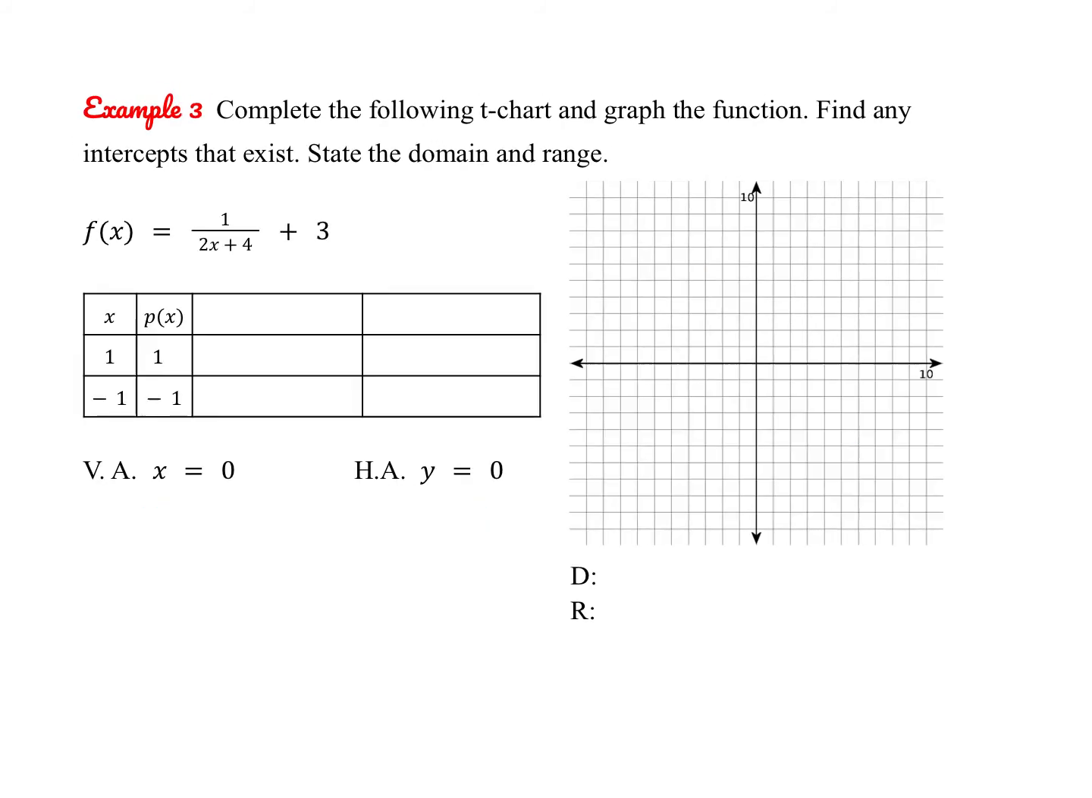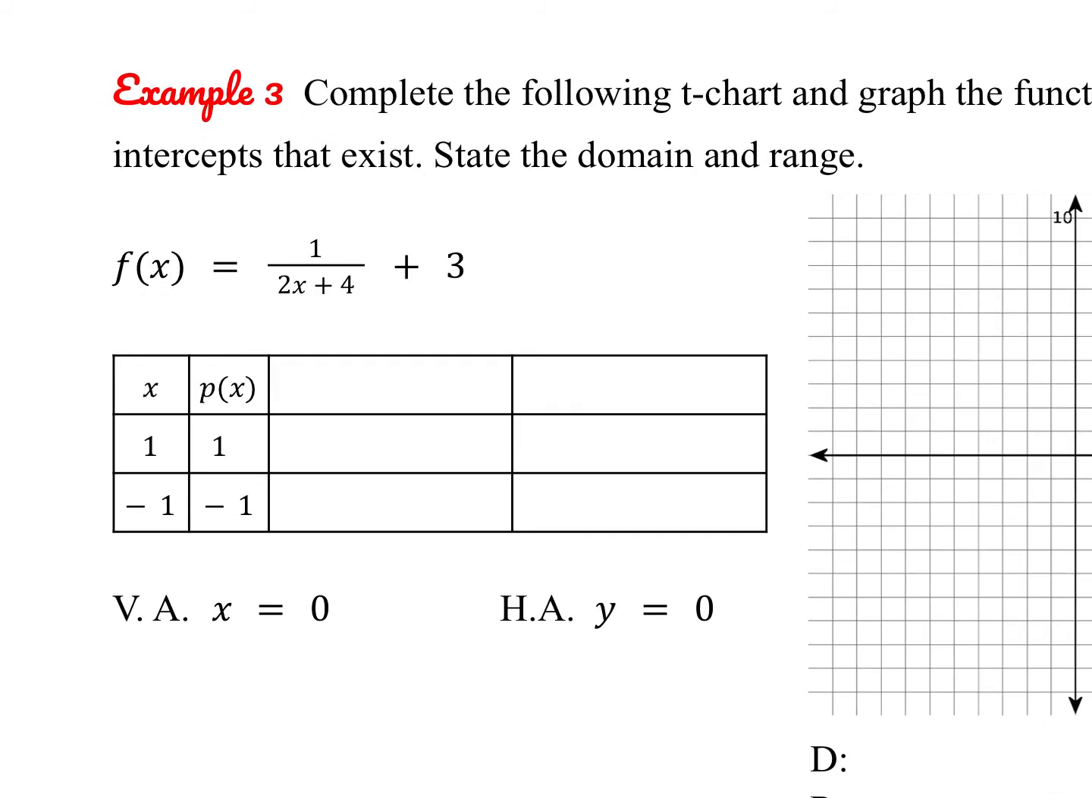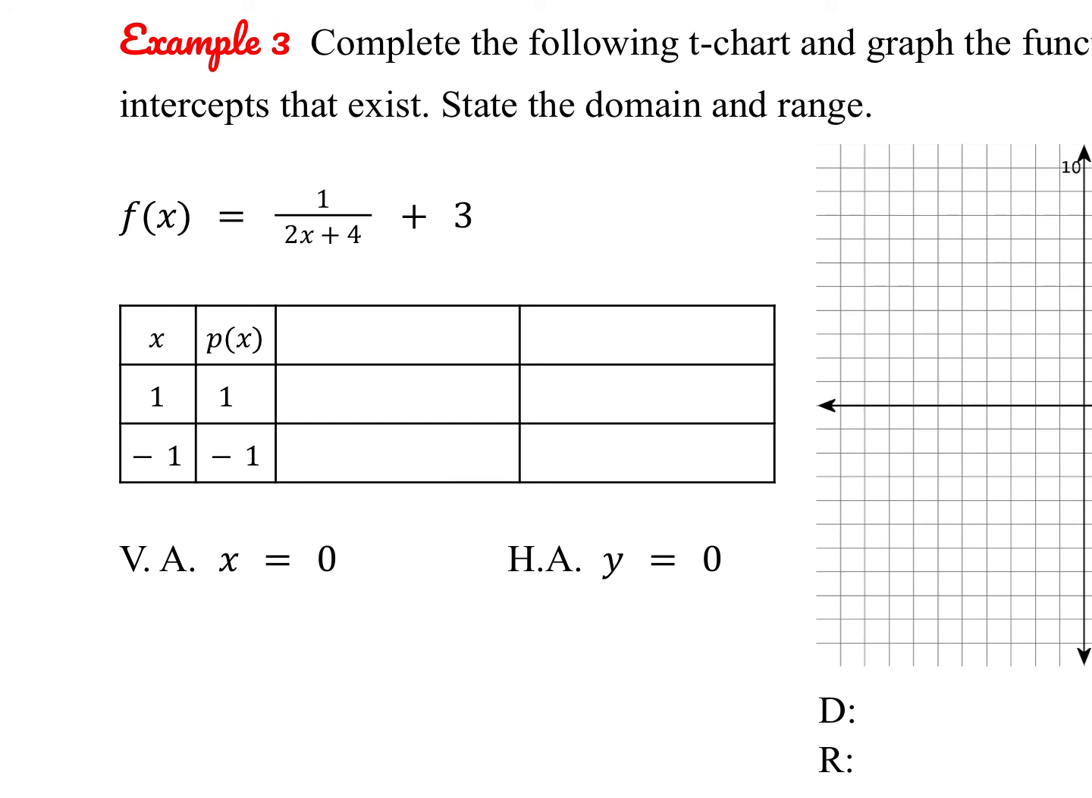Okay, let's do one more together. Here, hopefully there is something that you notice in the equation that we need to take care of first. We do need to factor the 2 out from this 2x plus 4 before we determine what's going on. So we have 1 over 2 times x plus 2, plus 3. It's really important that we do that, because you could look at this and say, oh, this is going to the left 4, but it's actually only going to the left 2.